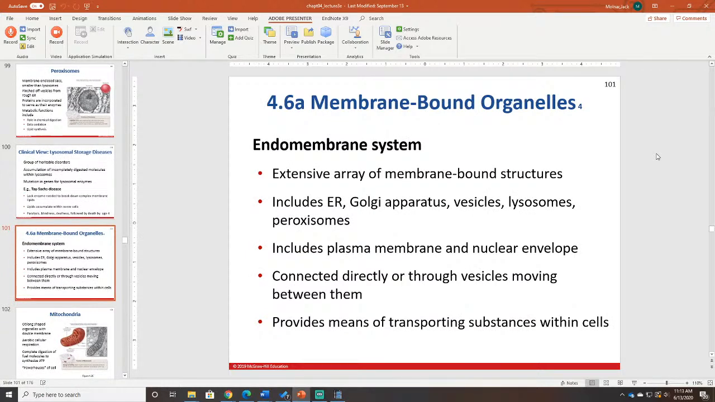So membrane-bound organelles continued. We've got the endomembrane system, which is an extensive array of membrane-bound structures, and it includes the endoplasmic reticulum, Golgi apparatus, vesicles, lysosomes, and peroxisomes. It includes the plasma membrane as well as the nuclear envelope. Basically, anything with a membrane is included in the endomembrane system. And they are connected either directly or through vesicles that move between them, and they provide a means of transporting substances within the cell.